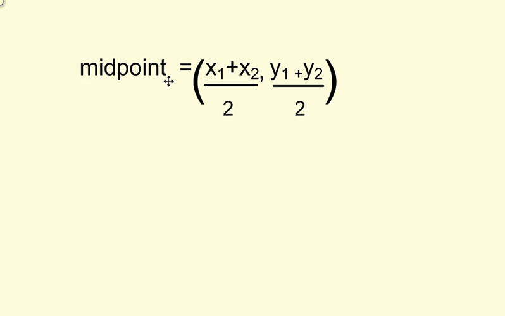Now the formula says you have to add the two x parts together and divide by 2. That finds halfway between the x's. Then we have to add the two y's, the first y and the second y, and divide that by 2 to find the halfway. Now it might look a bit complicated, but it's not really. When you look at an example, you'll see how to do it.